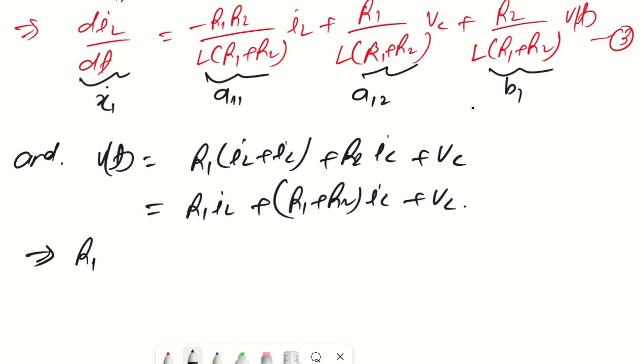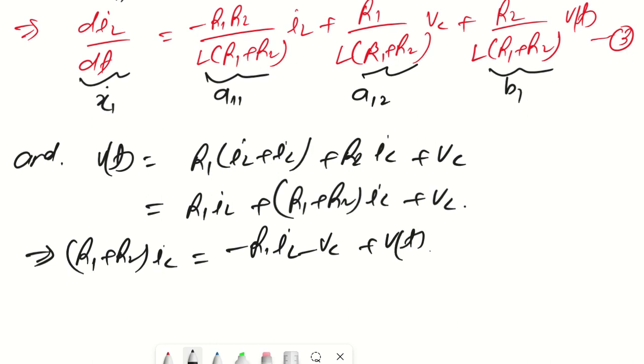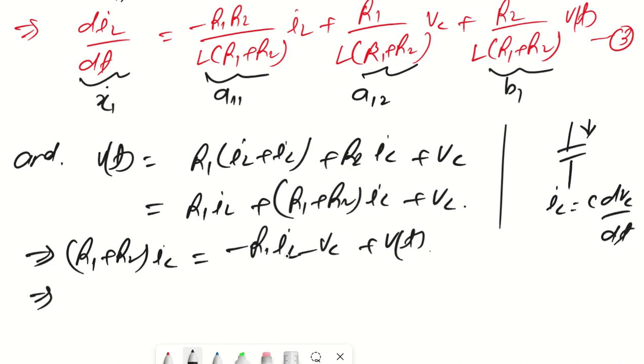So what will happen? R1 plus R2 into IC is going to be equal to, this term will become minus, this term will become minus, and this will remain as it is, right? So we can have minus R1 into IL minus VC plus V of T. So this is how we are going to get it. Now we know IC across a capacitor is nothing but C dVc by dt, right? So I can write IC as C dVc by dt. Got it?